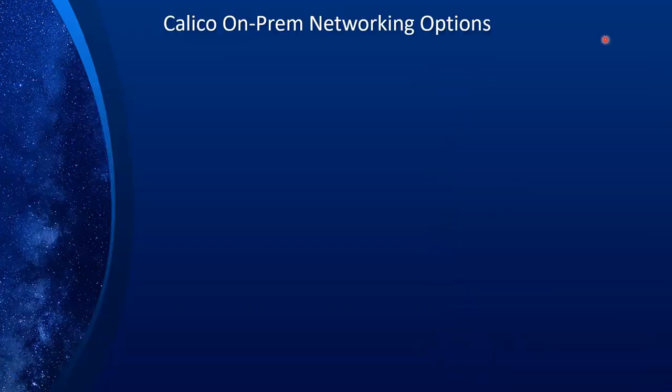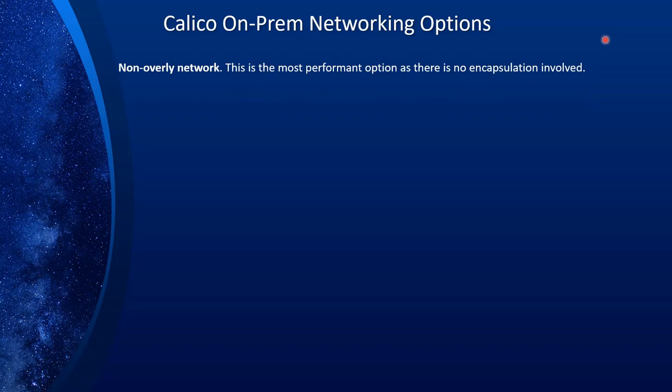So the last thing I wanted to talk about was Calico networking options. So far in our sample cluster, we had two nodes, and we have been using an IP in IP overlay network. And that may not be the best option on-prem. It is actually not the best option at all. So we'll talk about some other options that provide better performance.